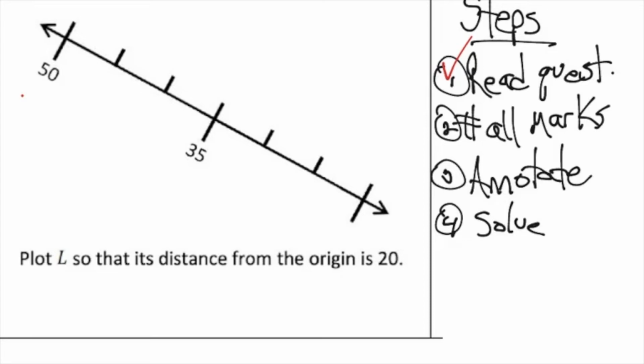Okay, so now we can see that it's not going to be as easy as 1, 2, 3, or 1 halves, 2 halves, 3 halves. We're going to have to put a little more thought into this. So let's see what we have. I have 35, a blank here, and then 50.